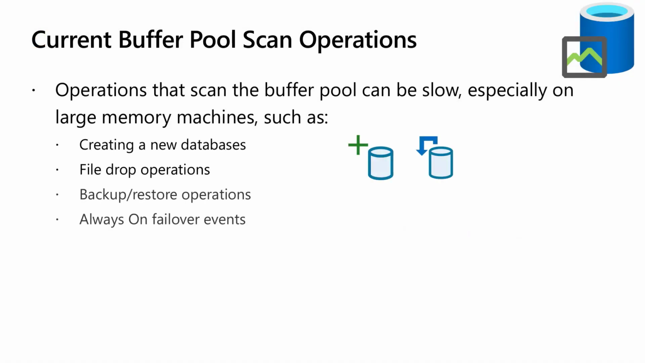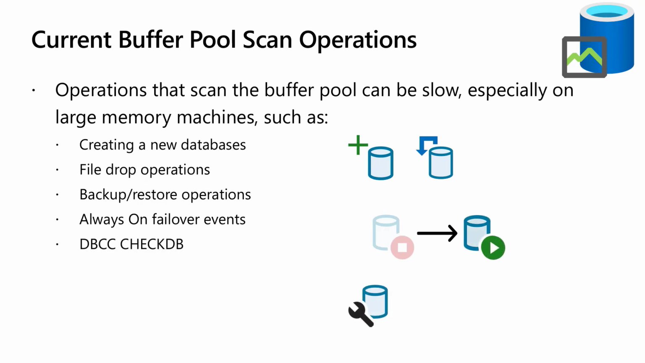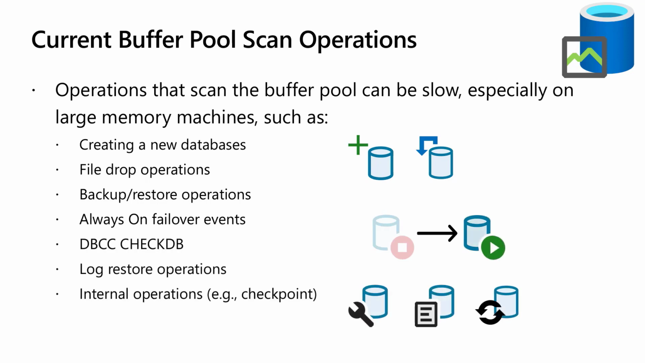In SQL Server 2019 and previous releases, operations that required scanning the buffer pool could appear to be very slow and taxing, especially on large memory machines such as the M-Series Azure SQL Virtual Machine and larger on-prem SQL Server environments. The impact can be noticed on operations such as creating a new database, backup restore operations, Always On failover events, file drop operations, DBCC CHECKDB and DBCC CHECKTABLE, and other internal operations such as checkpoints.